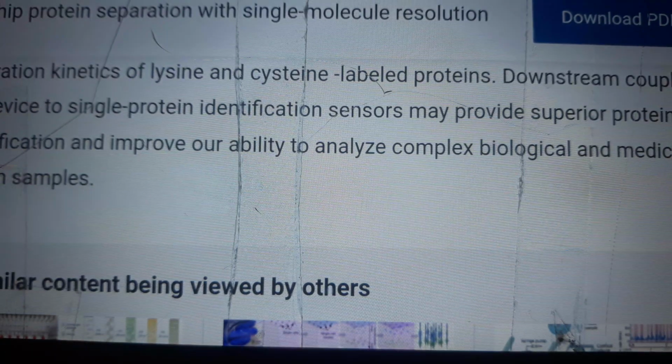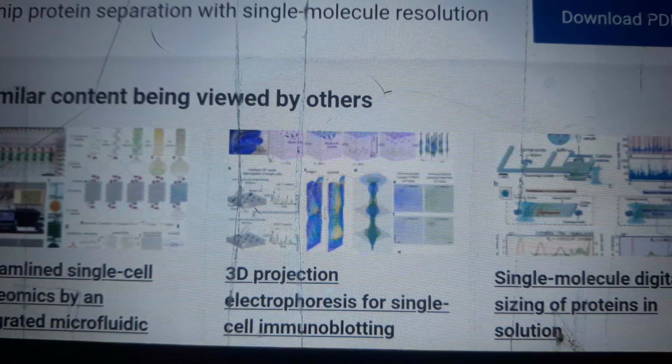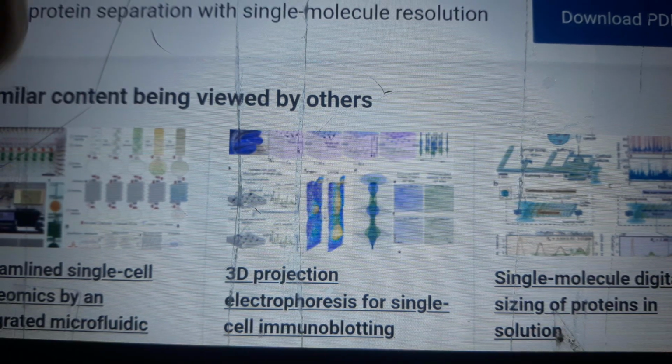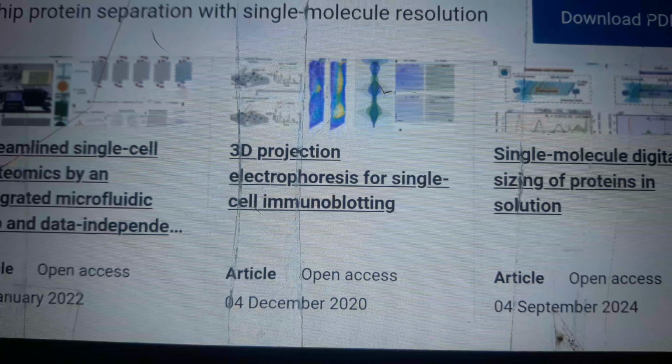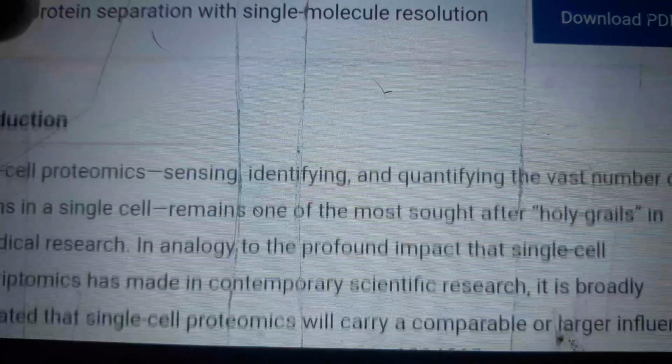Downstream coupling of the device to single protein identification may provide superior protein classification and improve the ability to analyze complex biological and medical protein samples. Similar contents are: streamlined single-cell proteomics by an integrated microfluidic chip and data-independent acquisition, 3D projection electrophoresis for single-cell immunoblotting, and single-molecule digital sizing of proteins in solution, which has already been covered.